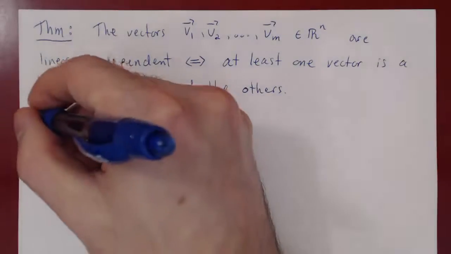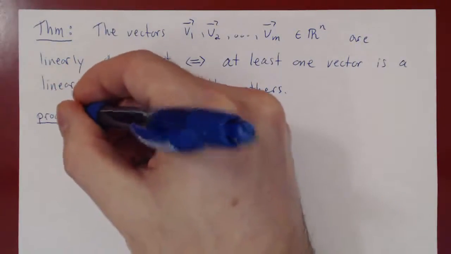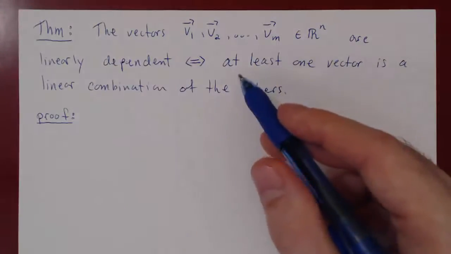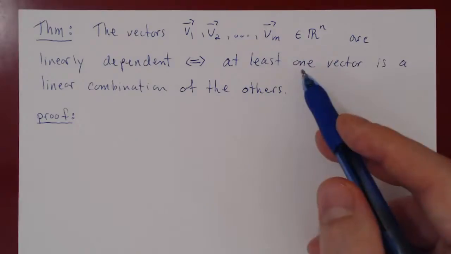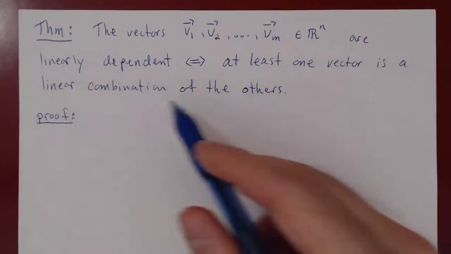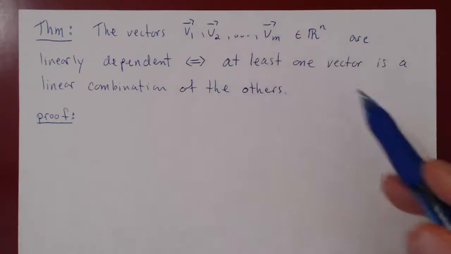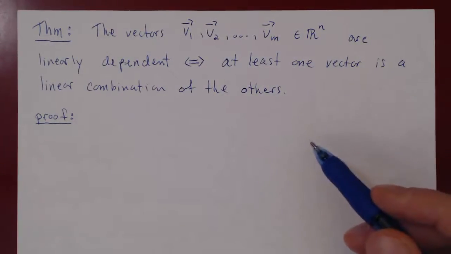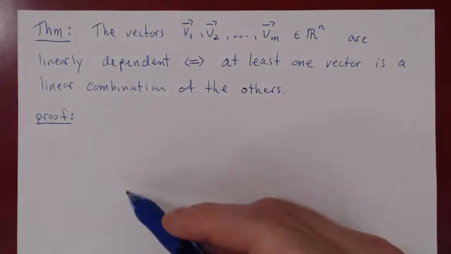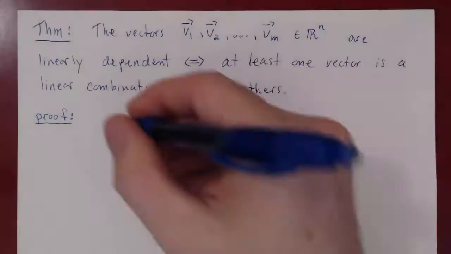So let's prove this, and the proof is very easy. What's important in this result is to remember the actual statement. Vectors are dependent if and only if at least one is expressible as a linear combination of the others. So at least one of these vectors will depend on the others. As always, when we have a proof of equivalence, we have to prove the two directions. Let's start with proving this direction.